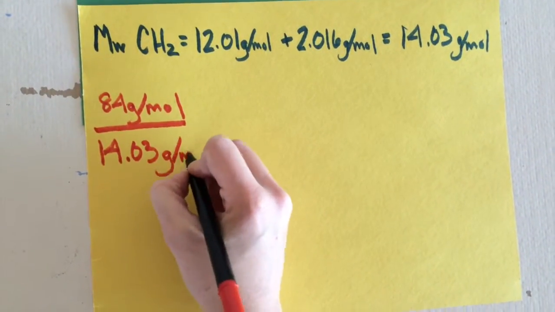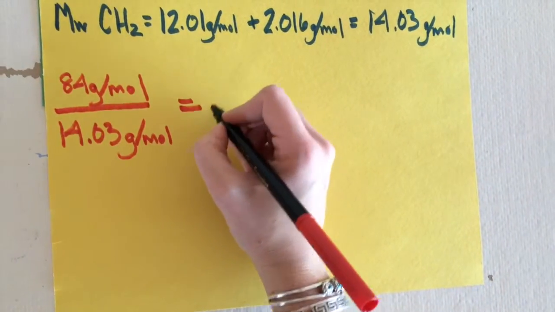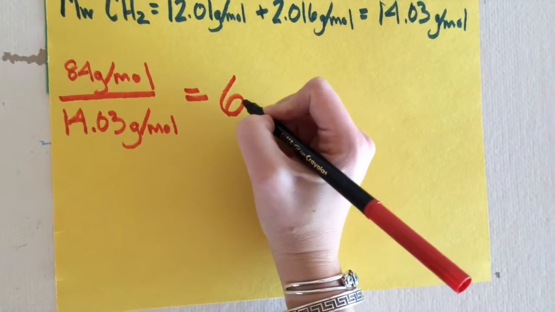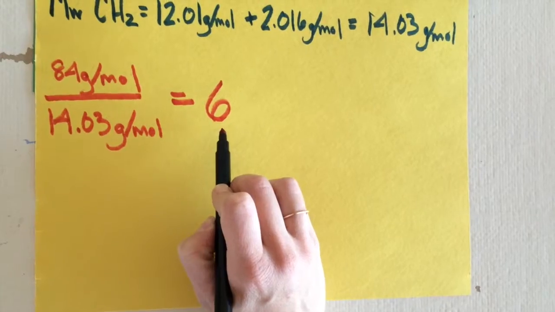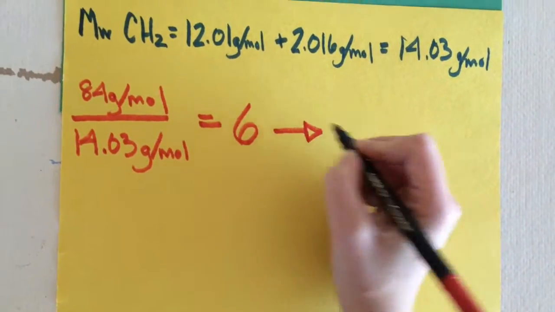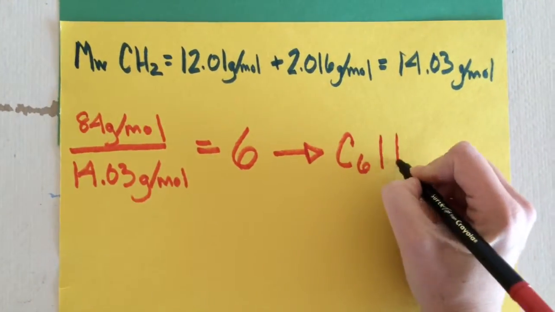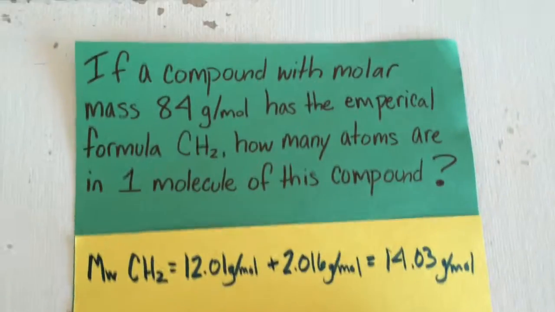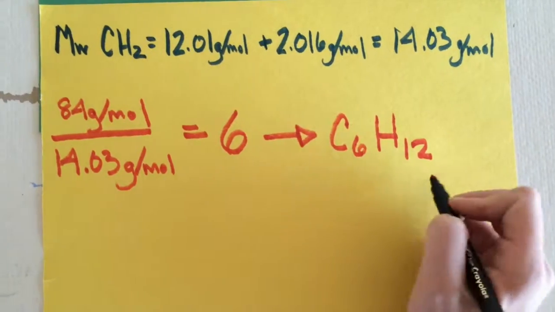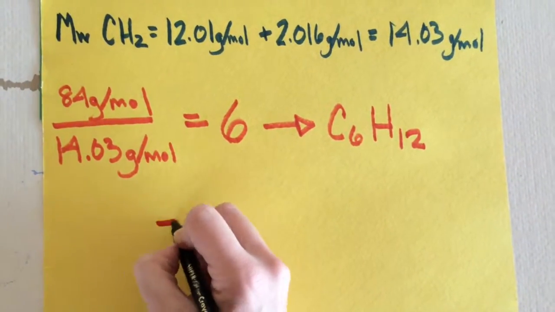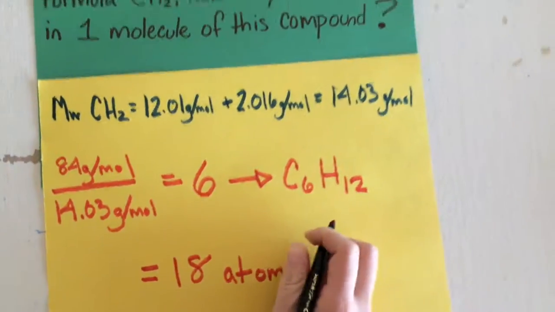14.03 grams per mole, which gives us about 5.99, which we then round up to 6. Next in the process, we're going to multiply our empirical formula by this number 6, by this ratio, which gives us C6H12, with H6 times 2 being H12. Now the problem asked how many atoms are in one molecule of this compound. So we simply just add up these two subscripts, and that gives us 18 atoms in the compound.